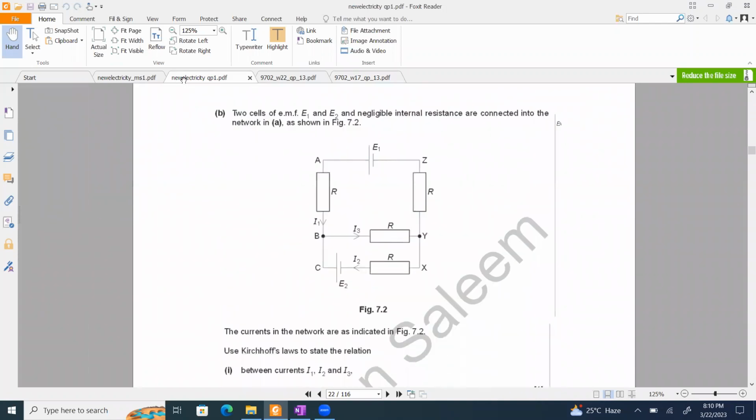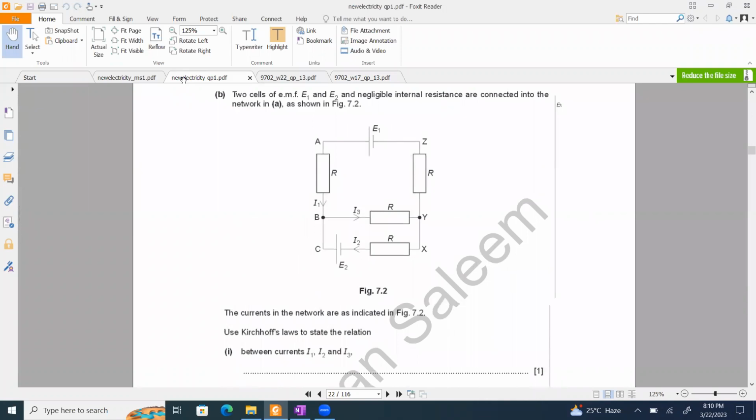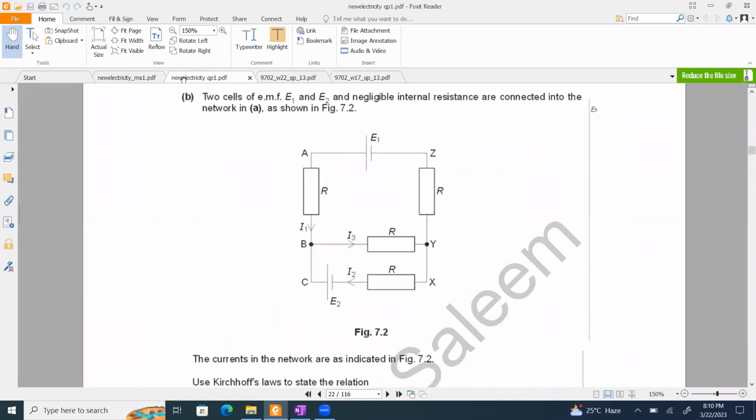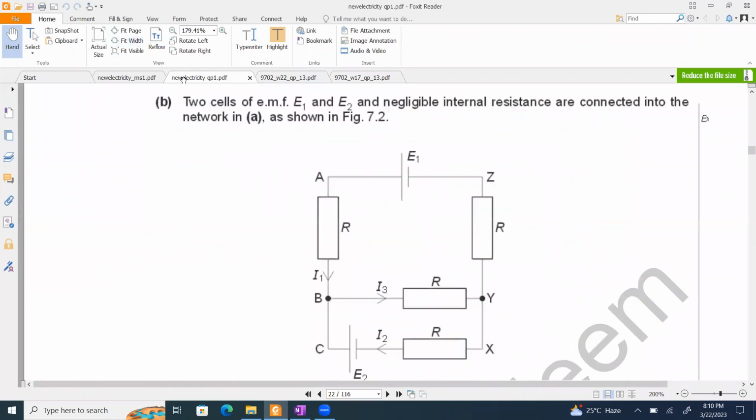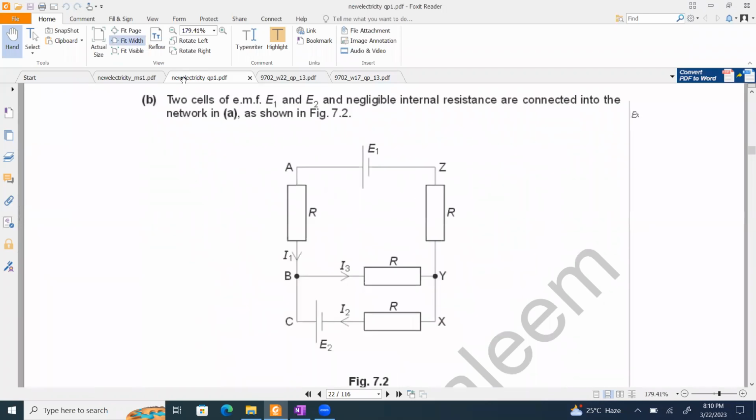Okay, fine. There is a difficult question on Kirchhoff's law. Here it is. The two cells of EMF E1 and E2 and negligible internal resistance are connected into the network in A as shown.